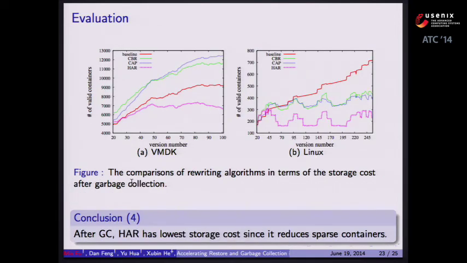This figure compares the storage cost after garbage collection. Also, at any moment, we only keep the latest 20 backups. The storage cost of the baseline increases over time. It is because the problem of sparse containers becomes more severe. Because HAR reduces the sparse containers, it achieves a significantly lower storage cost than the baseline.